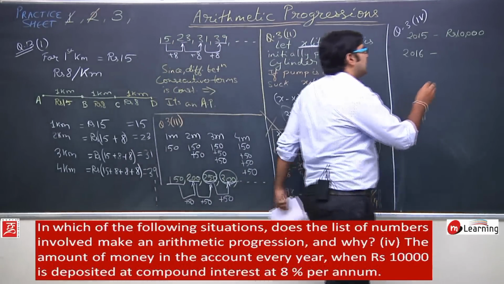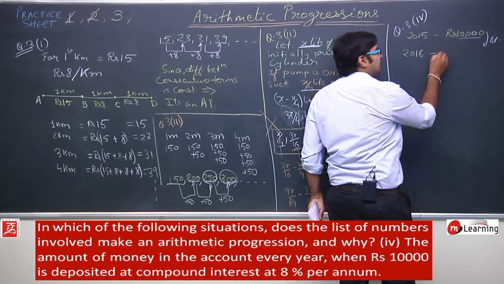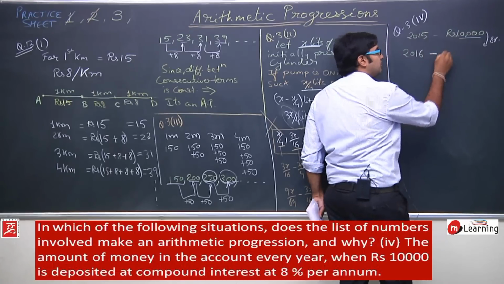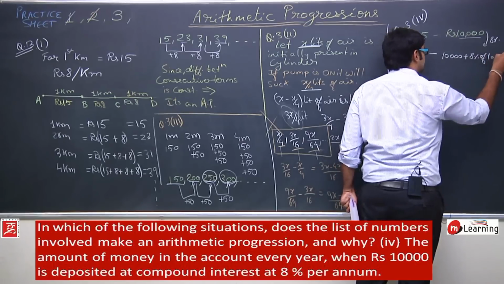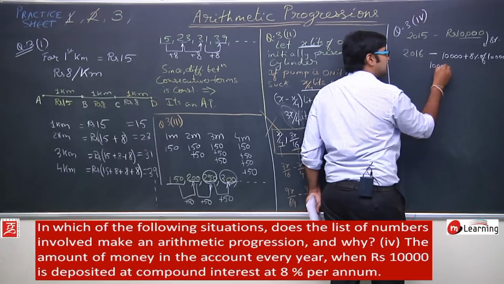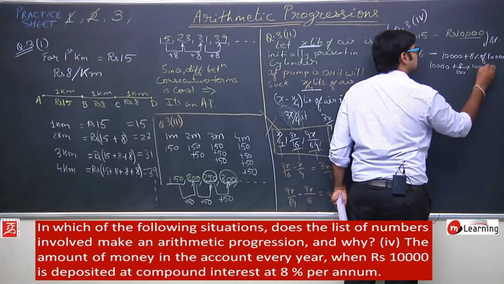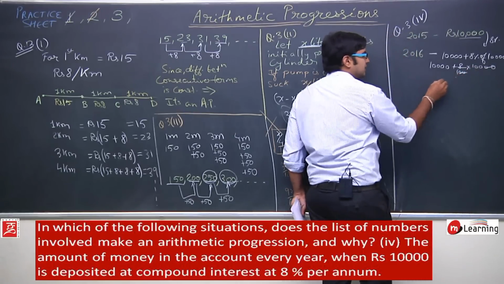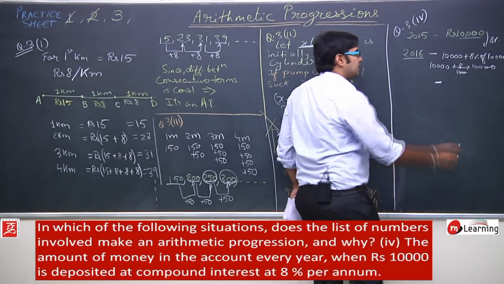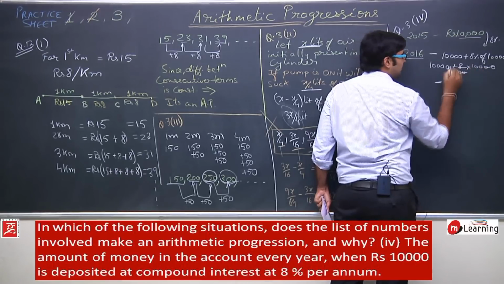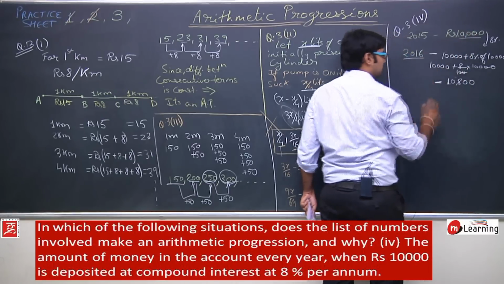The bank will give me 8% interest on 10,000 rupees. So what will be the amount in my bank account? It will be 10,000 plus 8% of 10,000. What is 8% of 10,000? This is 10,000 plus 8 upon 100 into 10,000. So this will be 800 rupees. It means in my bank account, if I check in 2016, the amount will be 10,000 plus 800 rupees. So it will be 10,800.